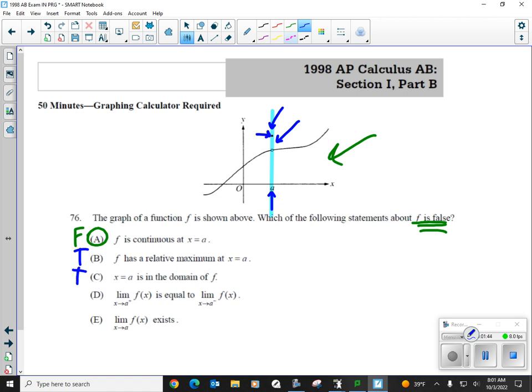So that's true. The limit as I approach a from the right is equal to the limit as I approach a from the left. Yeah. If I approach a from the left and from the right, whatever y value is here is the limit. And E just says there's a limit. If D is true, that's proof that E is true. Did I have to go through all those? No, but you know, otherwise this question would have taken 2 seconds. All right, done.